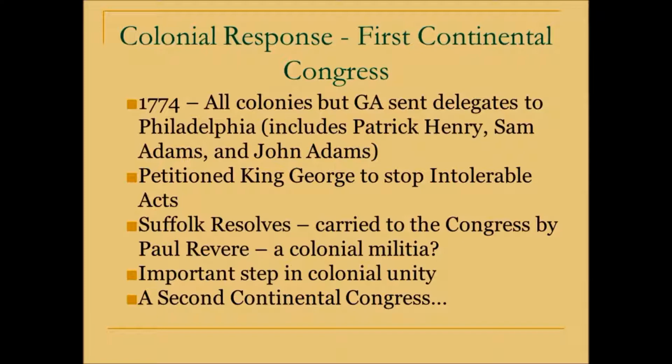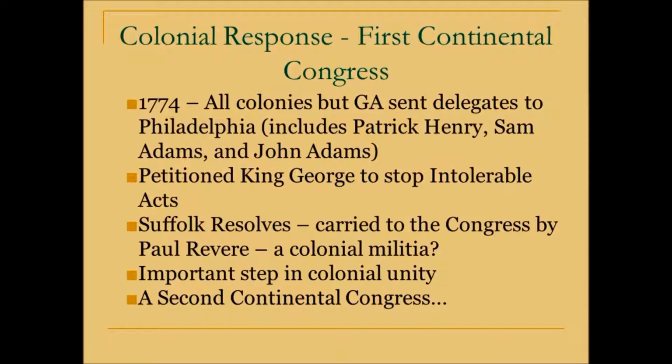And again, it was not just Boston that was being punished, but they all realized that it's coming their way too. So they all sent delegates in this time except for Georgia, and Georgia wanted to. The only reason they didn't, and make sure you write this down, is because they were fighting an Indian uprising at the time and they needed British support. They needed the military. So they pretended to be on the king's side to keep British military there to help fight against the Indians. But they were really on the same page as all the other colonies. So all the colonies but Georgia sent delegates in, and we're talking men like Patrick Henry, Sam Adams, John Adams, you know all of them.